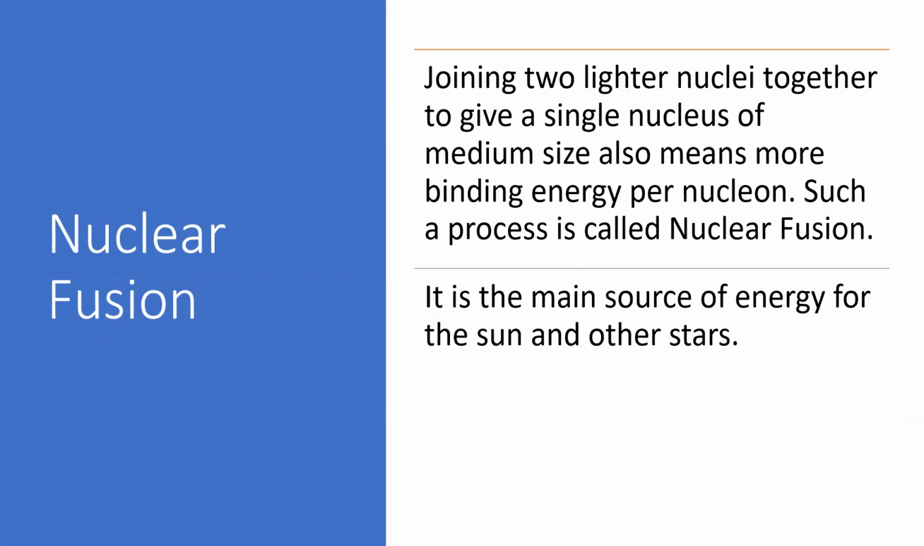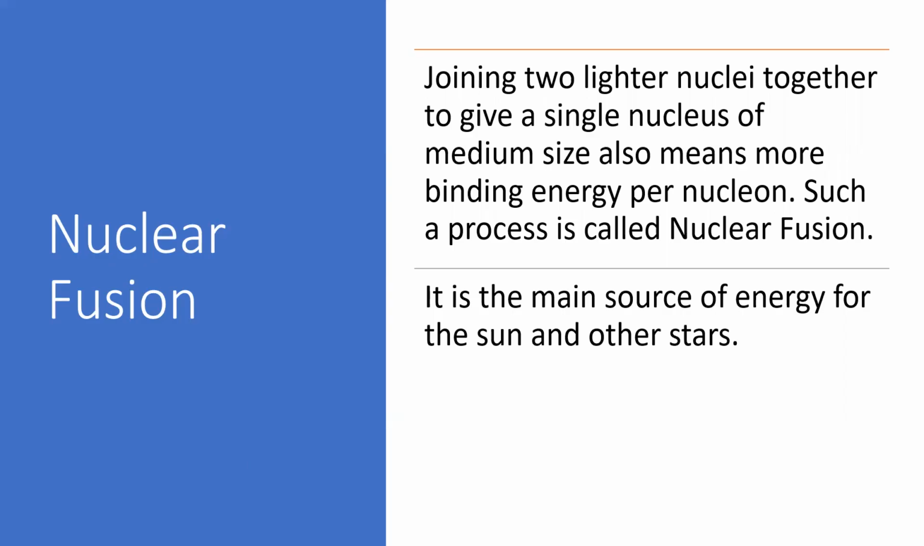Joining two lighter nuclei together to give a single nucleus of medium size also means more binding energy per nucleon, because from the graph we have seen that the smaller nuclei have less binding energy, and the medium-sized nuclei have more binding energy. More binding energy means mass defect is more, right? So energy created is more. This process is called nuclear fusion. This is the main source of energy for the sun and other stars.